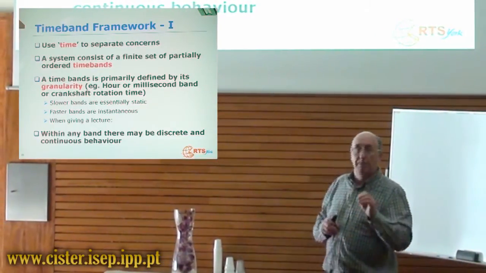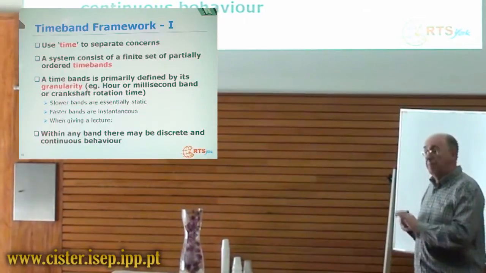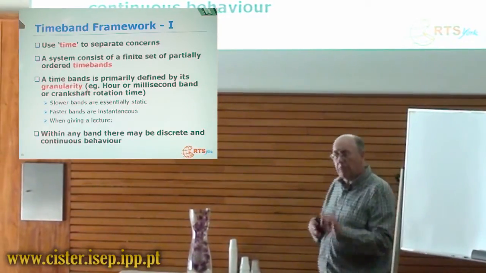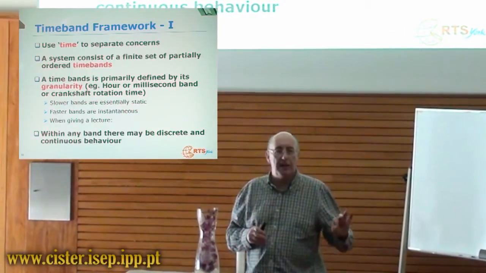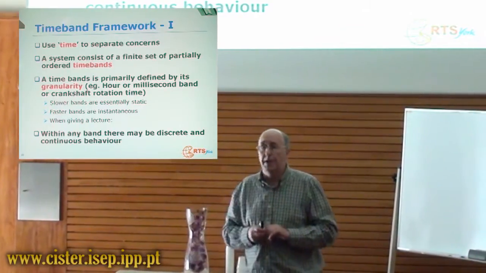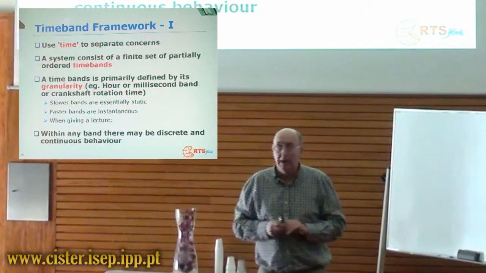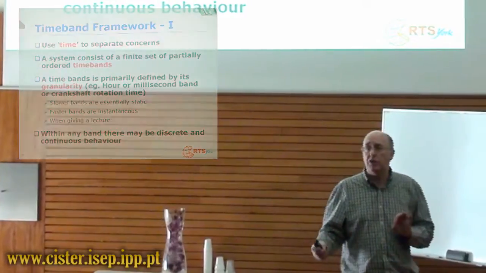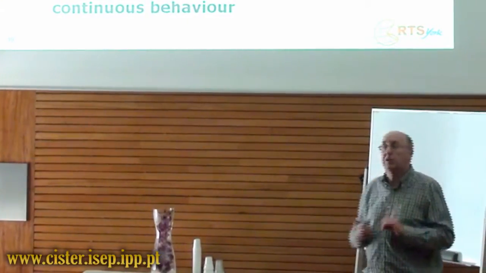So we'll have a number of time bands, and the primary characteristic of a time band is its granularity. There's a second characteristic, so I'll mention in a moment, called precision, but primary characteristic is granularity. So we might have an hour band or a millisecond band. But we also may define the time base by some other physical phenomenon. So in an engine controller, we might have the rotation of a crankshaft to be the definition of that time band.